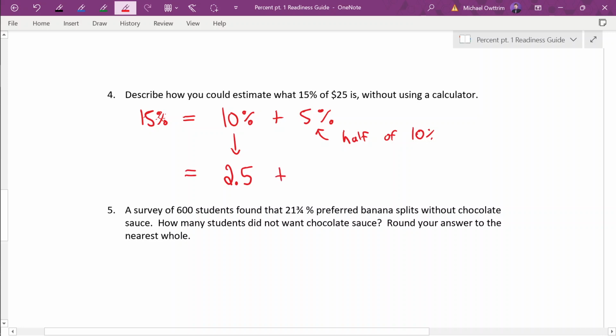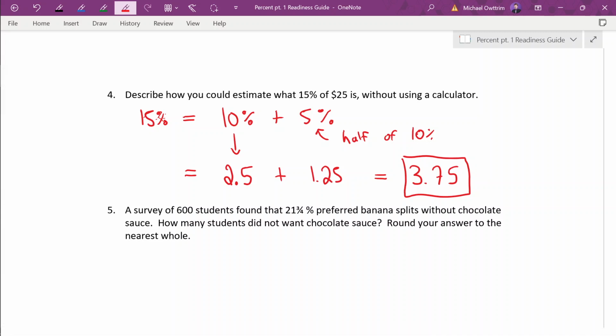Then 5% will be half of that, which is 1.25. We add that up. We're going to have 3 wholes and 0.75 as our decimal. So we could estimate that 15% of 25 is 3.75. And again, there would be lots of ways of going about that.